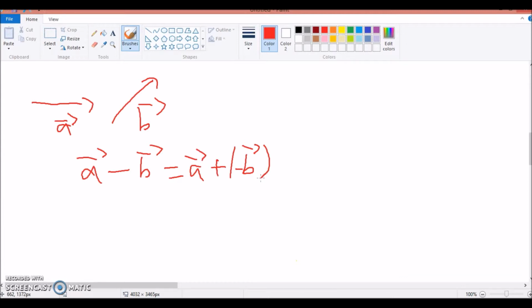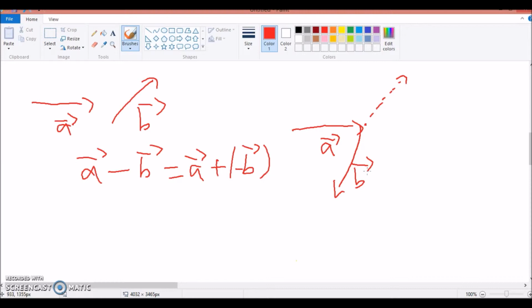So if we have vector A like this, we know that vector B would initially, if we were adding vectors, go like this. But since we're subtracting vectors, we would ultimately flip vector B, so it would come down like this. As it has the same magnitude, we're just subtracting it by flipping its direction. So, which basically is the opposite of the original.